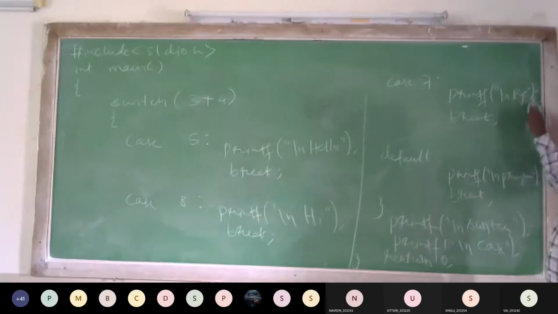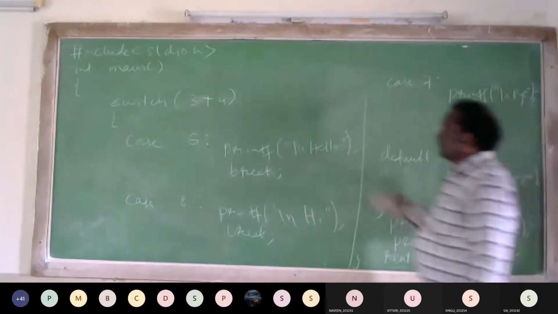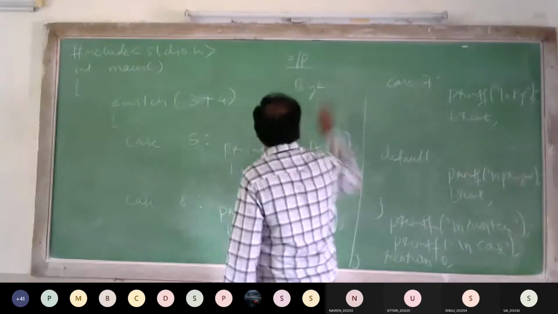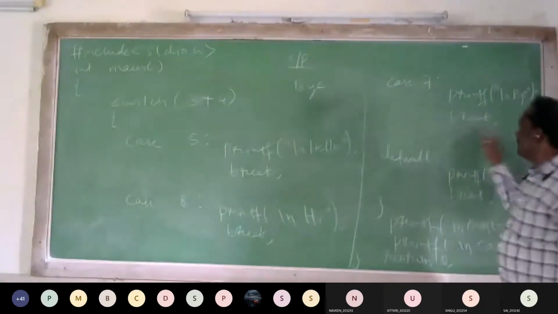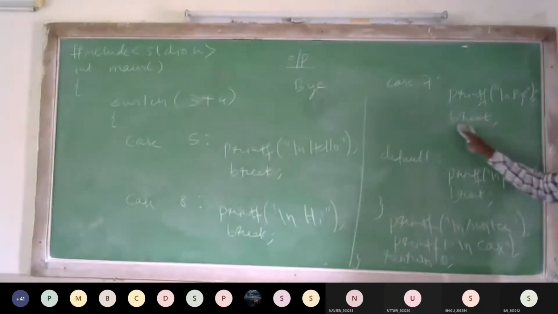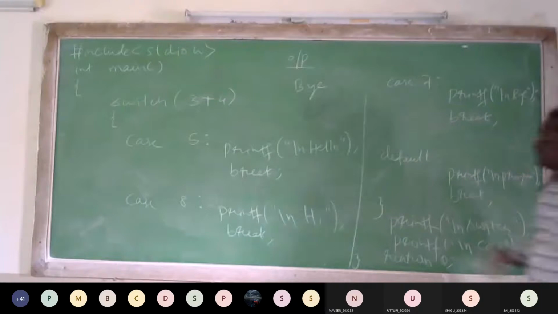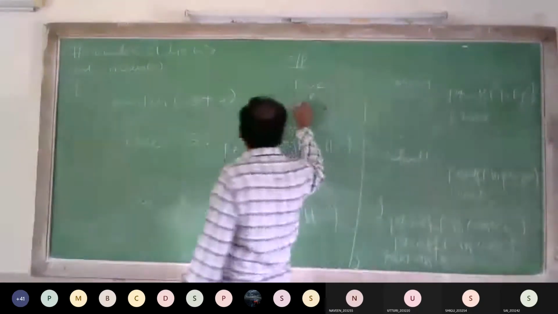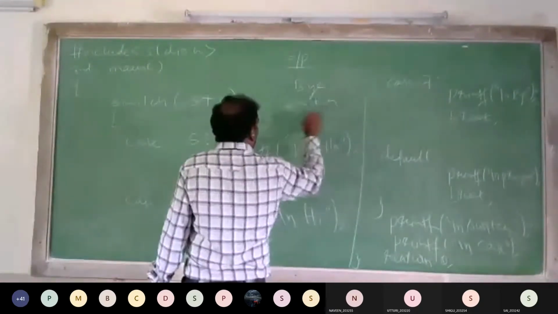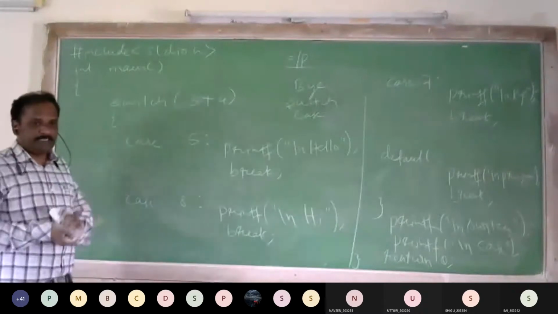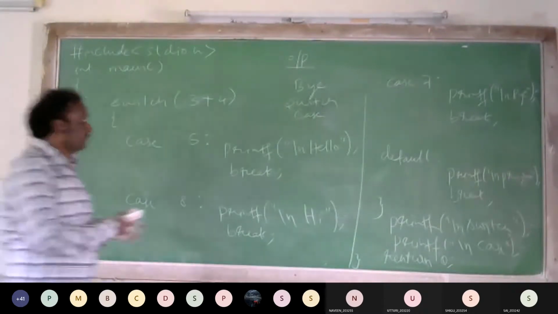So what is the statement here I have written? Bye. So the output will be bye. So below this statement I have written break. So break will take the control outside of the switch block. So what are the remaining statements? Bye, switch case. So this is the output of this program.